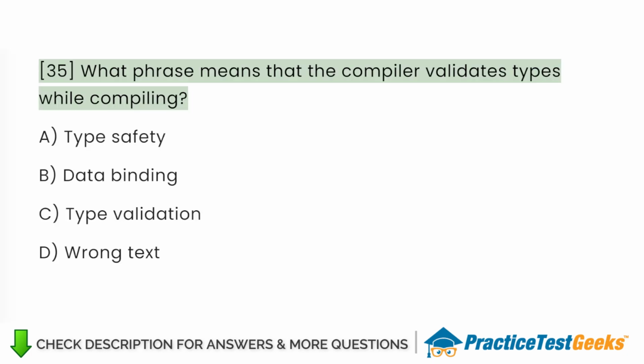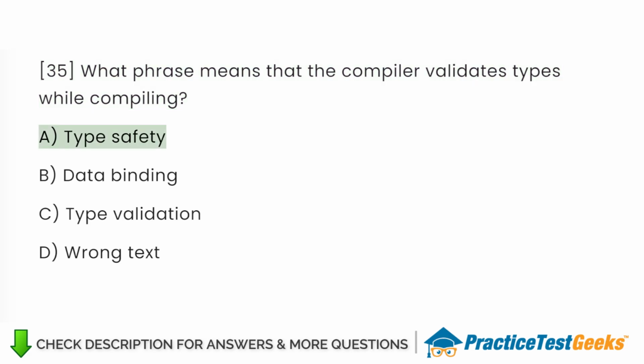What phrase means that the compiler validates types while compiling? A. Type safety. B. Data binding. C. Type validation. D. Wrong text.